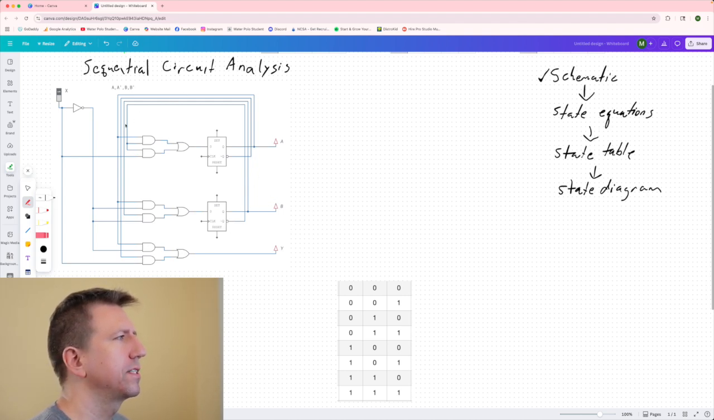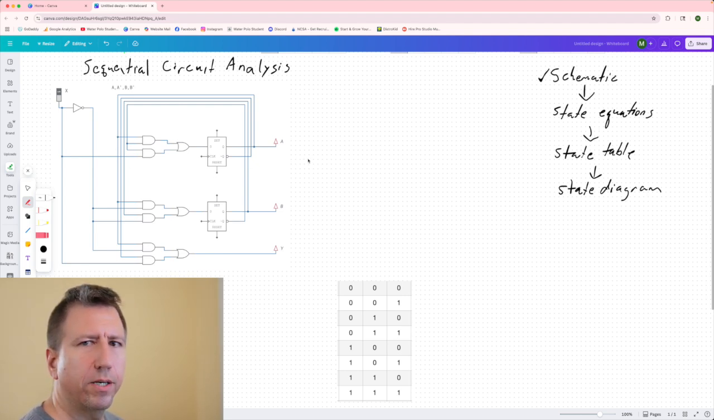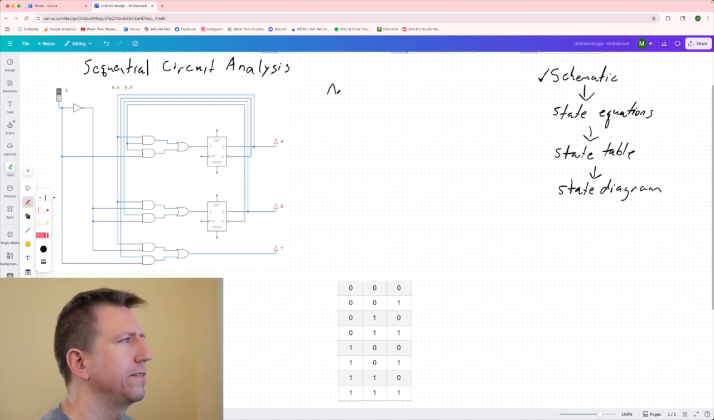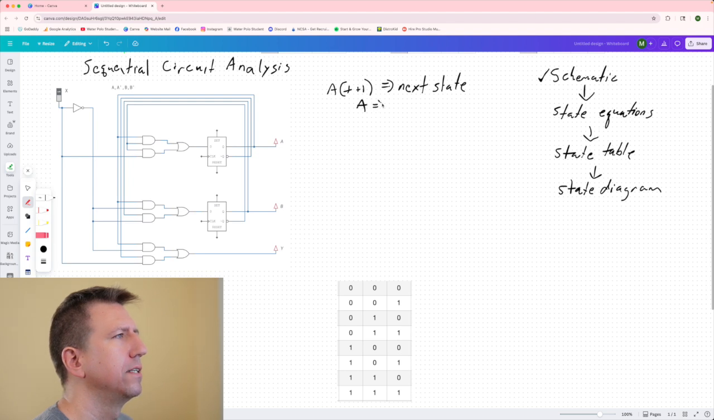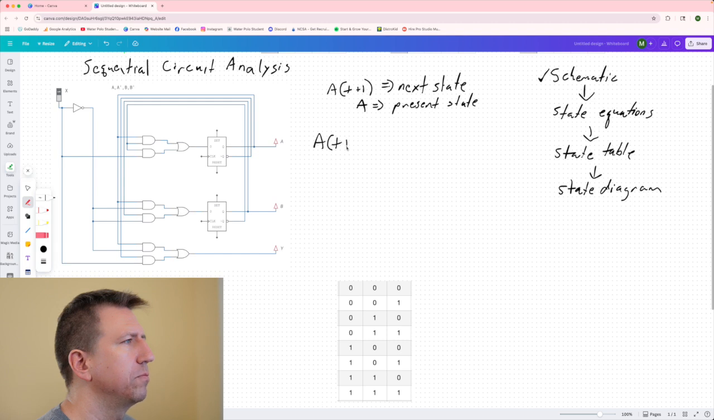There's also, we're going to be feeding back these A's and B's and also their complements. And so we have to understand the difference in our terminology of whether we're looking at a present state A variable or a next state A variable. Our convention is that if you write A of t plus 1, this signifies the next state. And if it's just A, then that's the present state. So when we write our expressions here, I'm going to write them in the form of A of t plus 1, so the next state of A is equal to something.